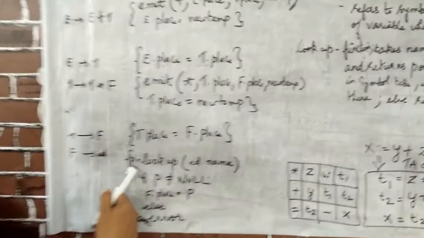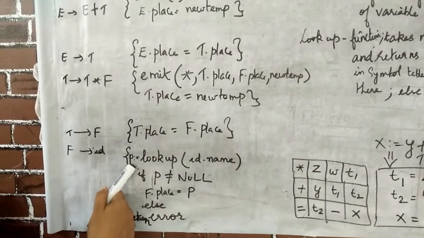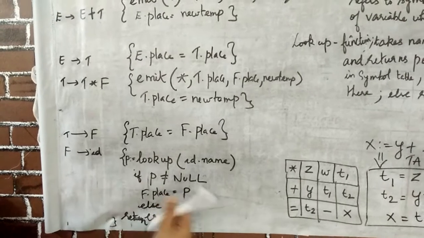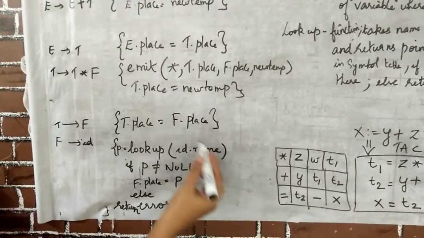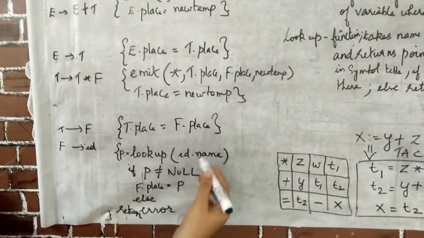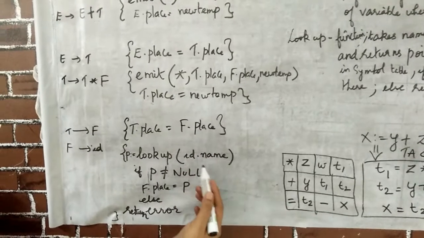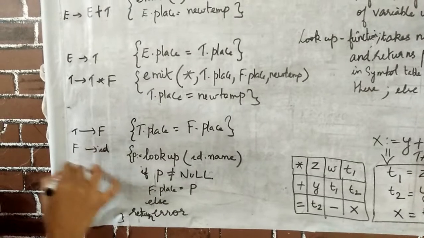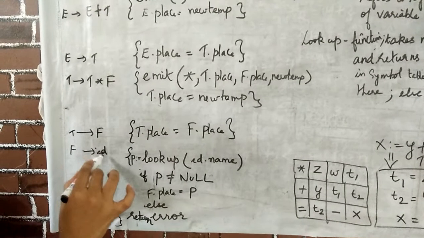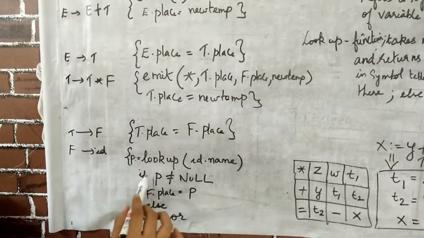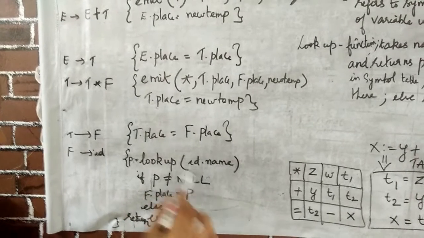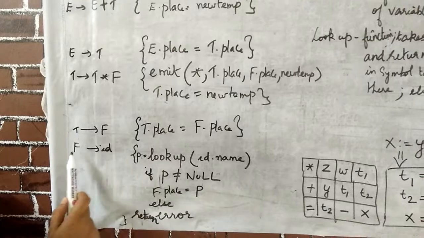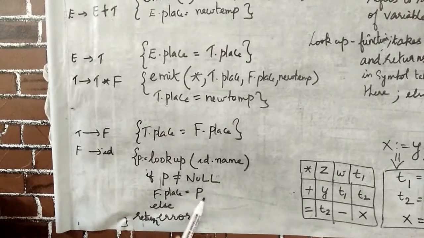So what we have to do? We have to use a variable p. It can be any variable. I'm using p. p is equal to lookup of id.name. So if an id named some x, y, z is present in the symbol table, it means we have to assign the value of id to f, right? So if p not equal to null, that means it is actually present in the symbol table, then we have to assign its value to f, that is f.place is equal to p.